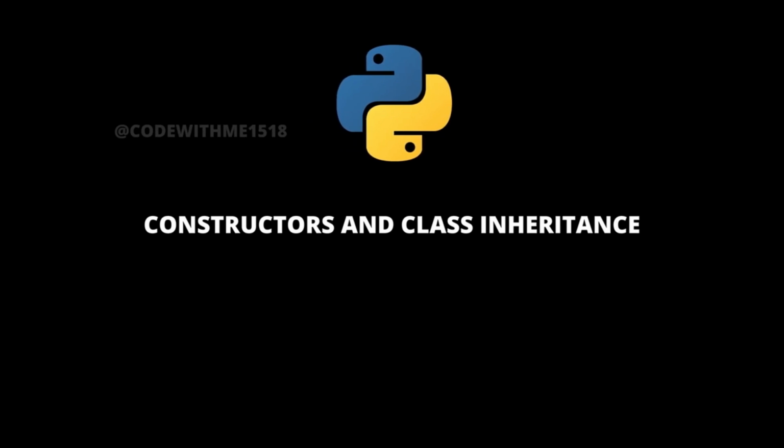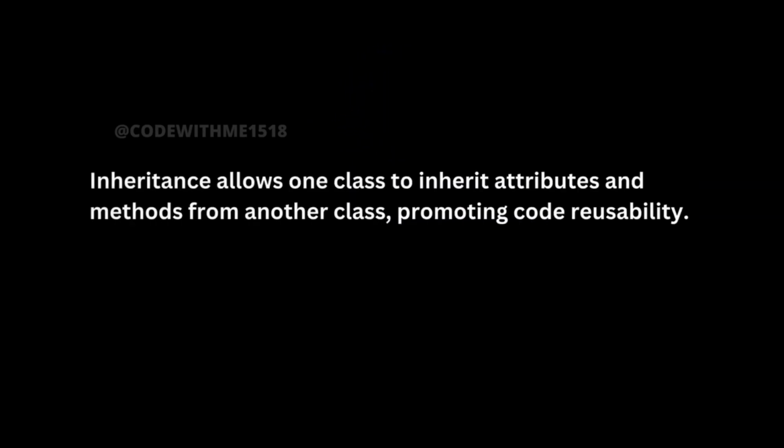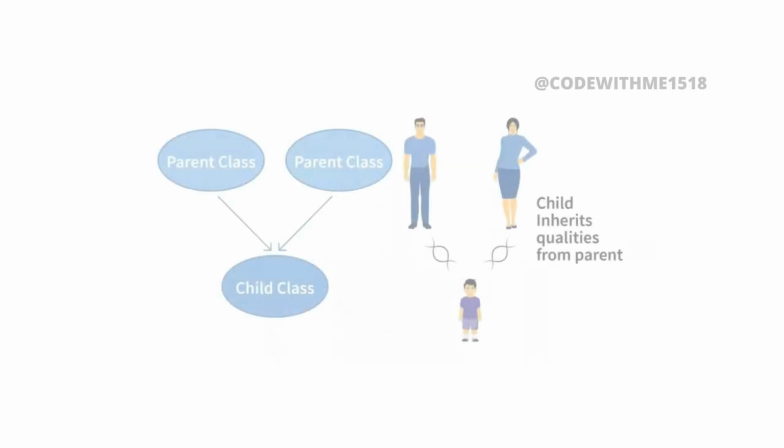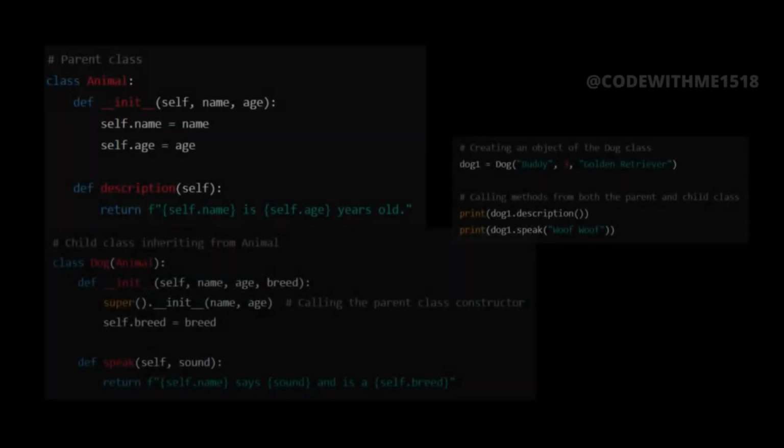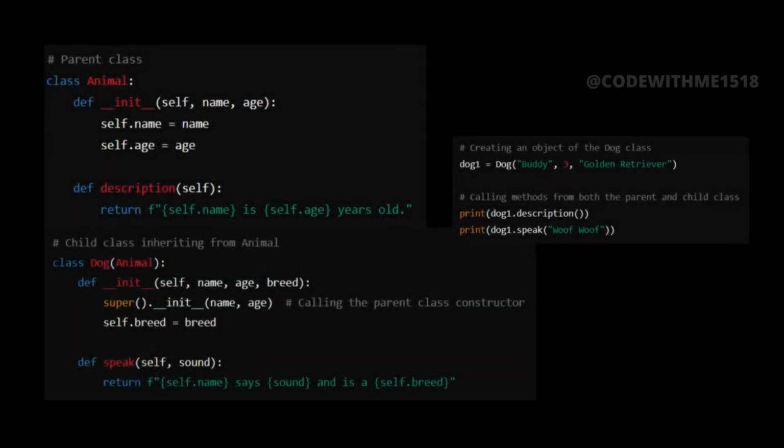Finally, let's dive deeper into constructors and introduce the concept of inheritance. Inheritance allows one class to inherit attributes and methods from another class, promoting code reusability. Here's an example of a constructor and a class inheritance. In this example, the Dog class inherits from the Animal class. We use super().__init__ to call the parent class constructor, ensuring the name and age attributes are initialized. The Dog class also has an additional attribute breed and a method speak.